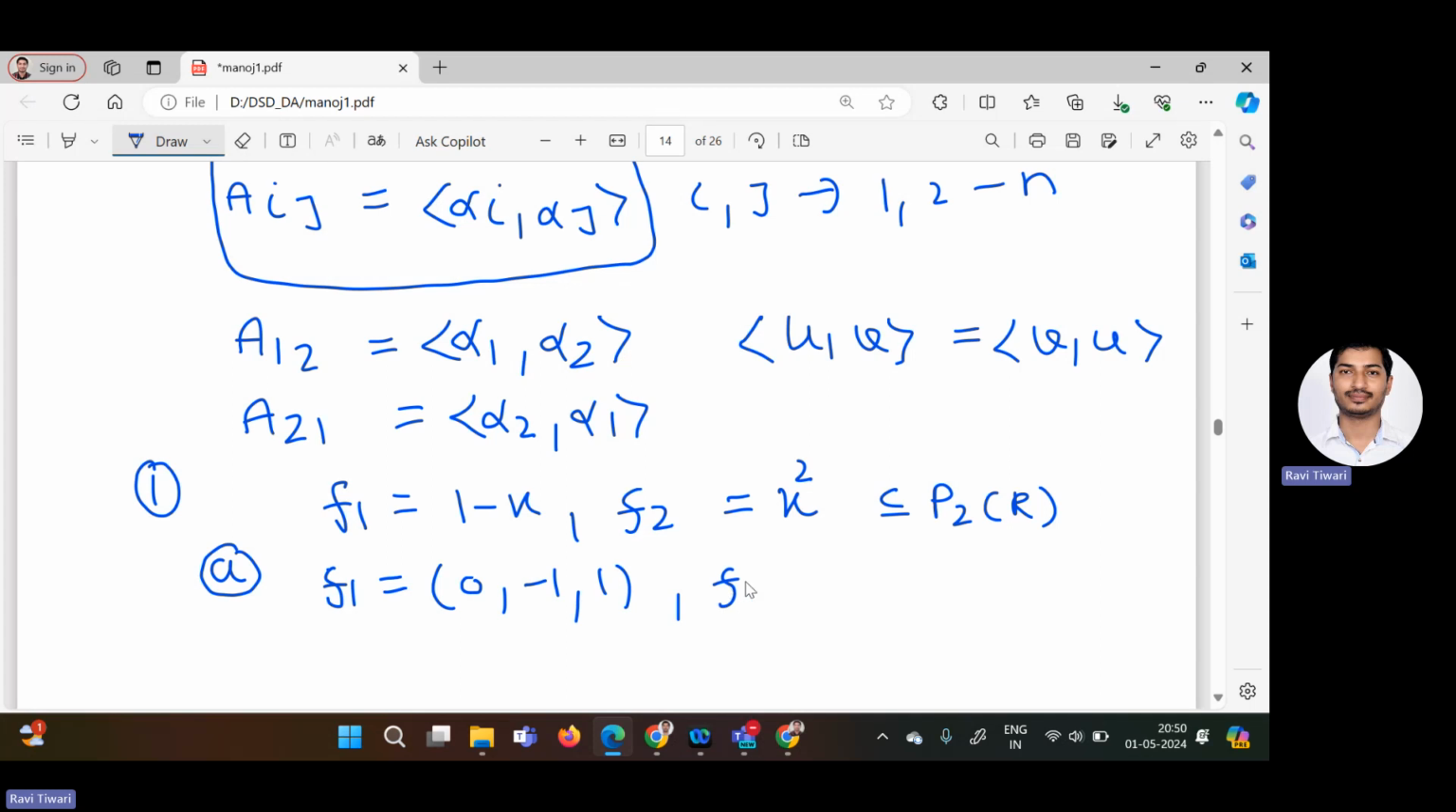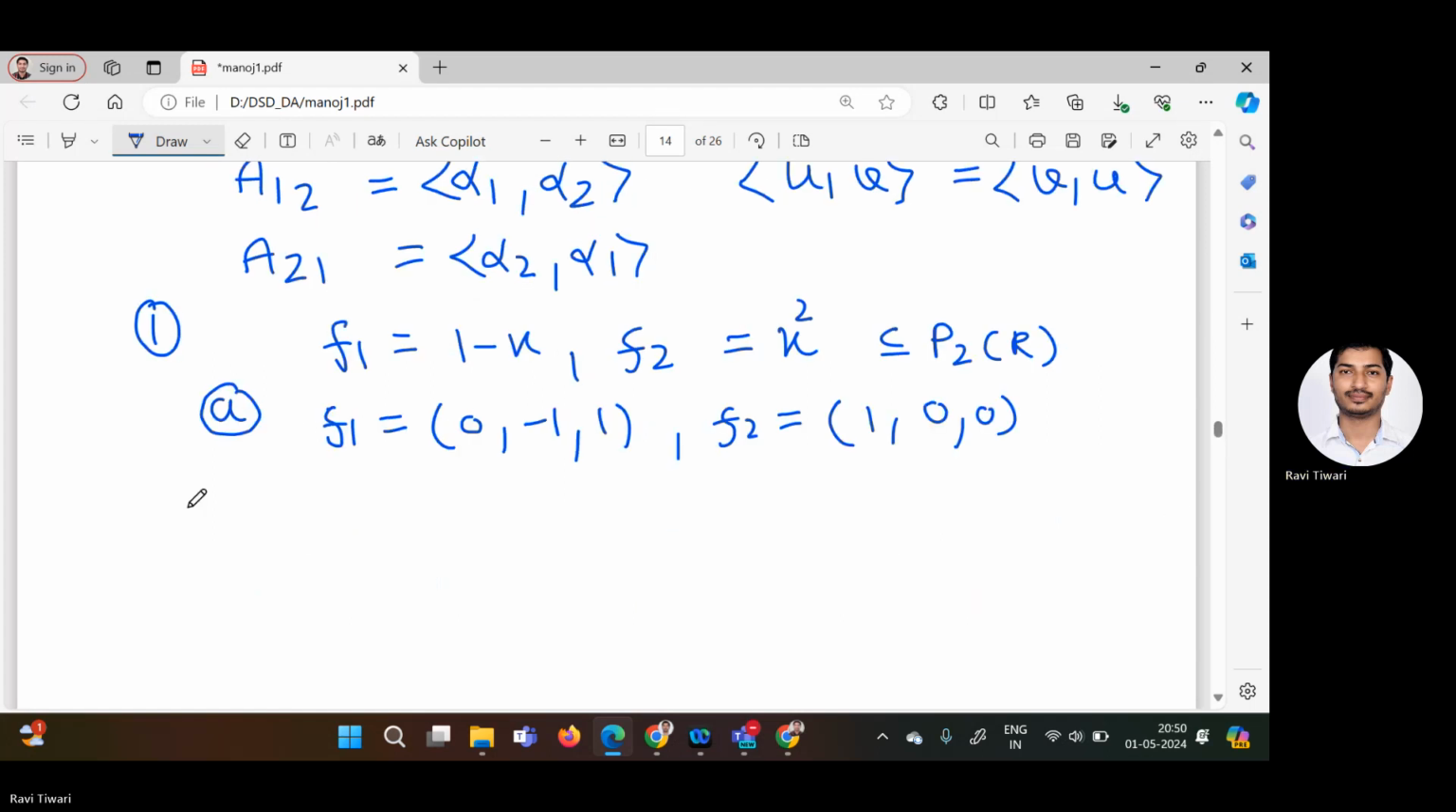Similarly, what will be F2? F2 will be what? Coefficient of x square, yes. Coefficient of x, no. Coefficient of constant, no. So 1, 0, 0. So now how to calculate the matrix representation? First we have to calculate A11. What will be A11? By the given formula, this is defined as F1 comma F1. F1 comma F1 means you have to calculate the inner product of F1 with the same F1.